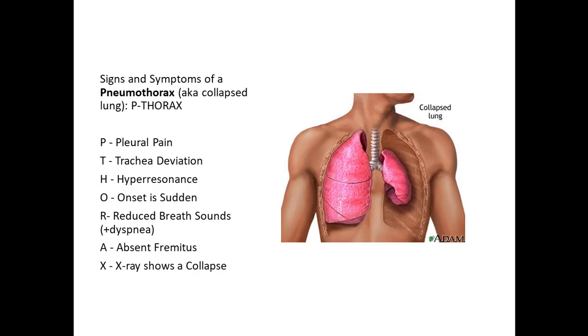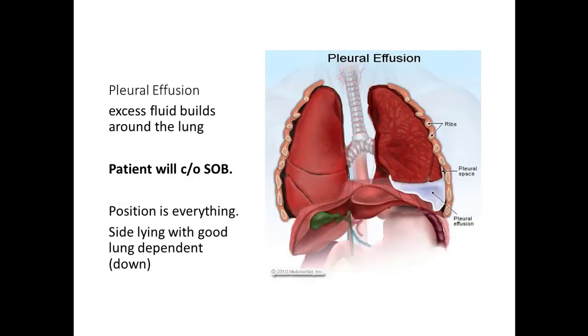Oh, I'm really short of breath and my chest hurts. Pleural effusion. This is kind of like a collapsed lung, but it just means that there's fluid in that space causing the lung to shrink. This person will complain of shortness of breath. There will be lots of fluid in there. Generally, people with fluid like this are going to get a chest tube.